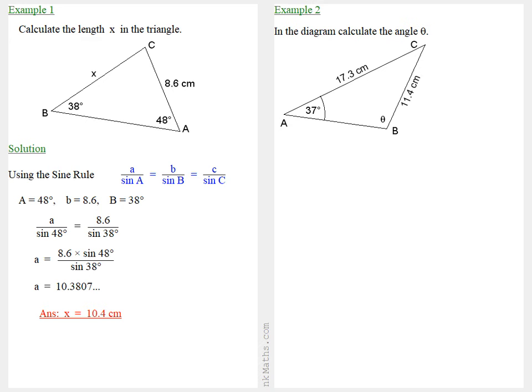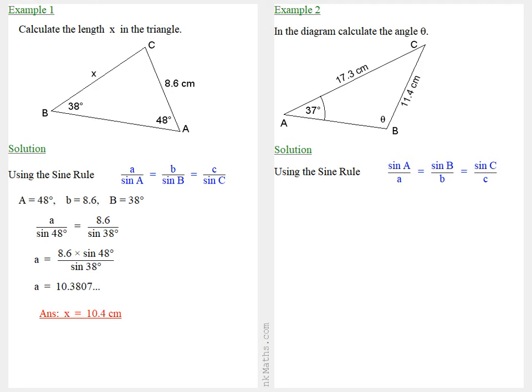Now let's look at a second example. In the diagram, we have a triangle ABC. The angle A is 37 degrees. The side BC is 11.4 centimetres and the side AC is 17.3 centimetres. We want to find the angle theta. Now again, to solve this, we're going to use the sine rule.